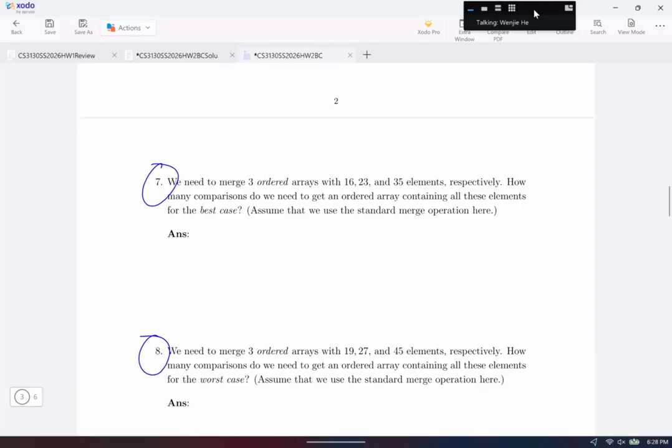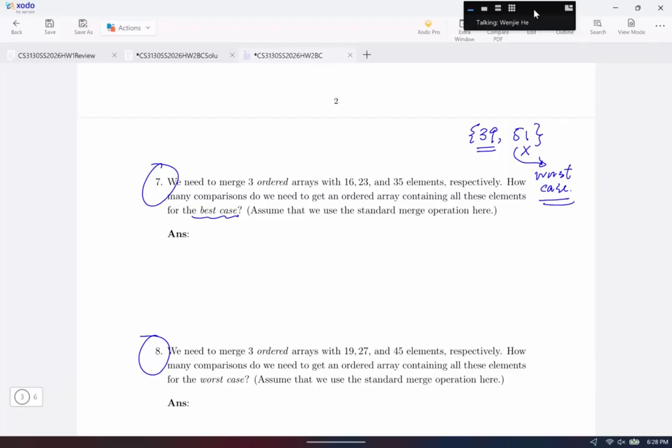First, for number 7, the first question, I saw 2 different answers, 39 and 51. 39 is the correct answer, but 51 is wrong. 51 is incorrect, because here we need to apply the best case formula. So those students used the worst case formula.